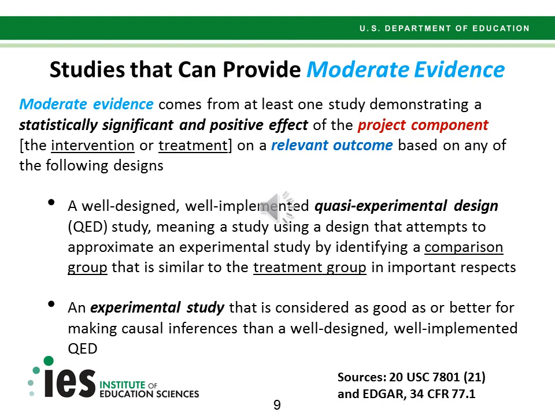The Department's regulations require studies providing moderate evidence to meet WWC standards with or without reservations, and to meet certain other requirements described in a separate presentation on using the What Works Clearinghouse to identify strong or moderate evidence of positive effects from education interventions.